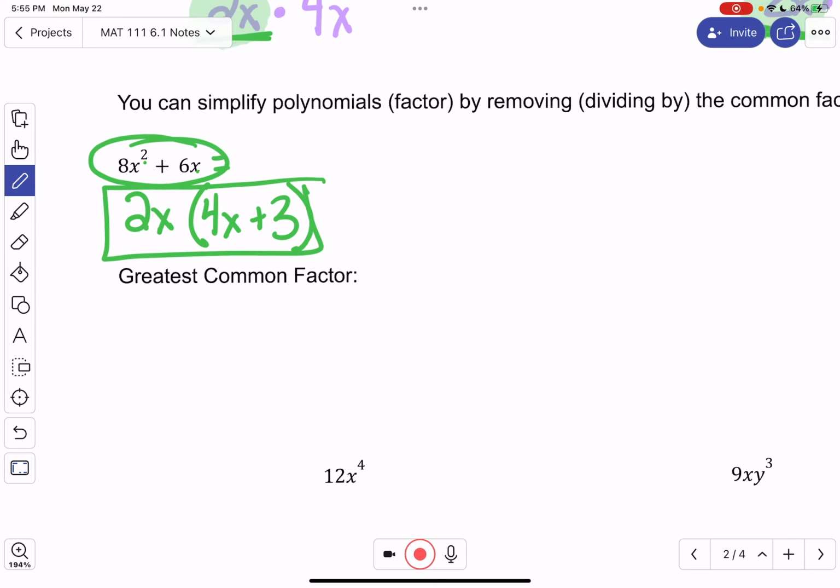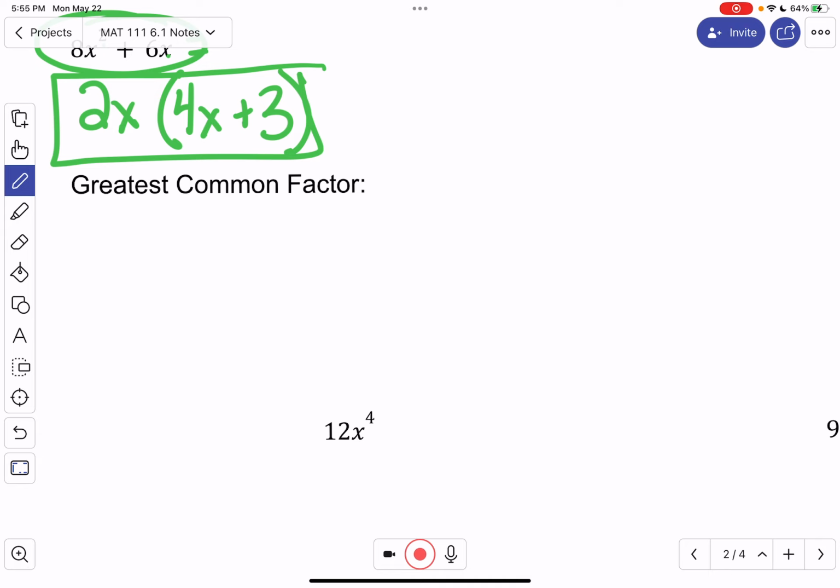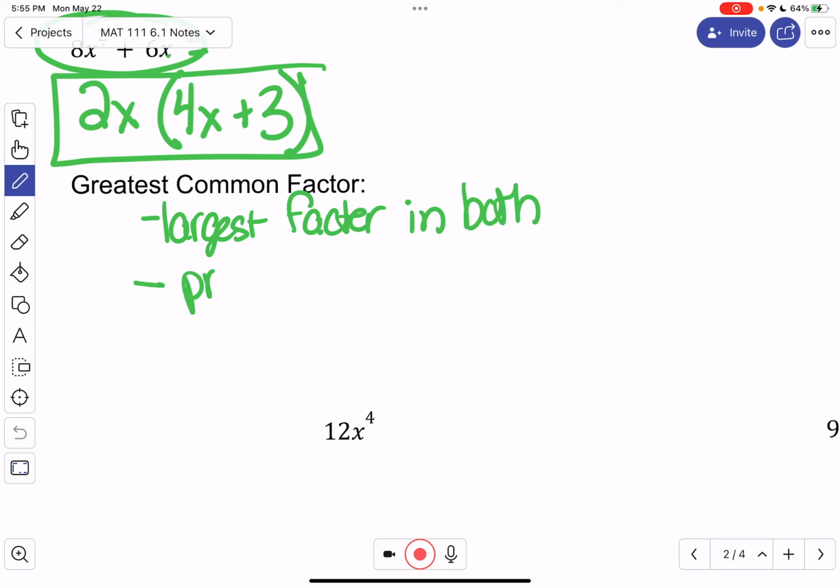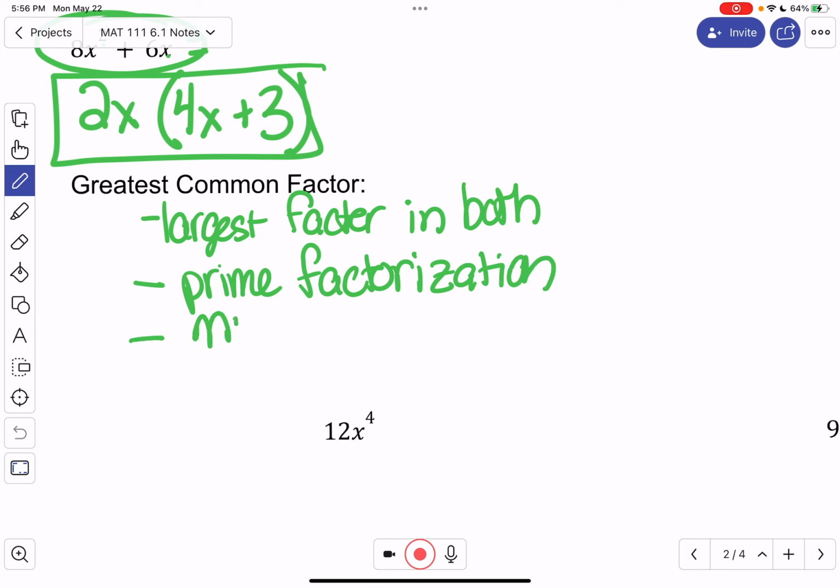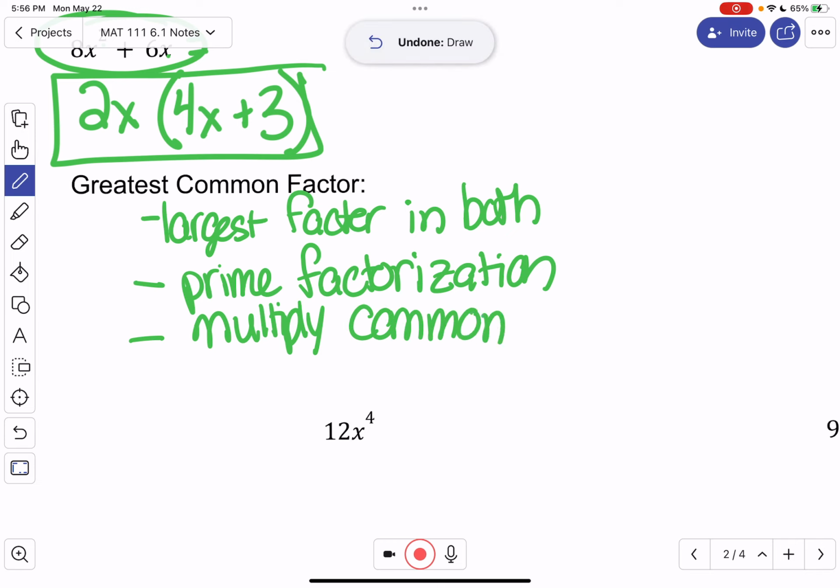The greatest common factor is, if you list all of the common factors, the biggest one that's the same. So it's the largest factor that is in both. One way to find that is to do the prime factorization, meaning you find all the prime factors, and then figure out what's common and multiply the common ones. So I'll show you what I mean by that.